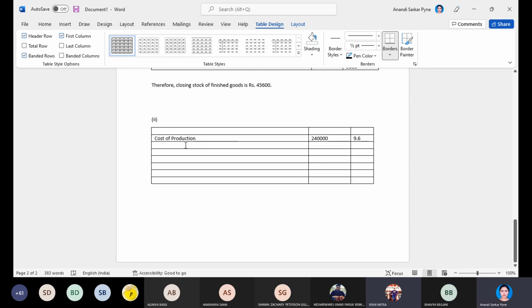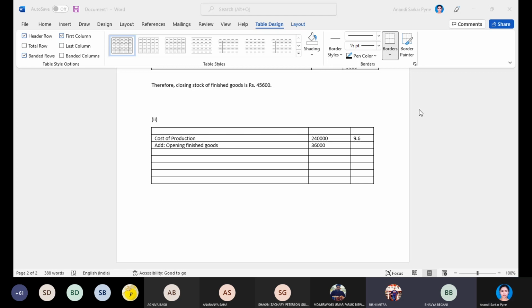And then with cost of production, what we need to do, we need to add opening stock of semi-finished goods, which is 36,000. Now 36,000 with respect to 4,000. Ma'am, opening finished goods, not semi-finished goods. Sorry, opening finished goods. Semi-finished goods is your work in progress, which we add for finding out works cost. And opening finished goods we use to find out cost of goods sold.